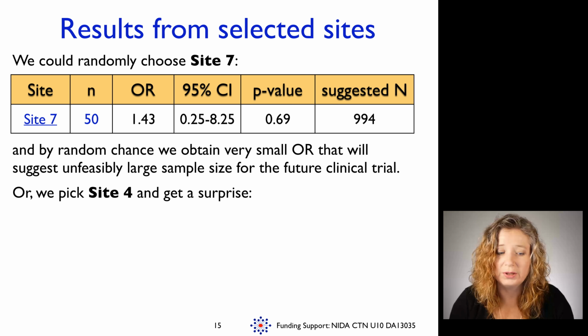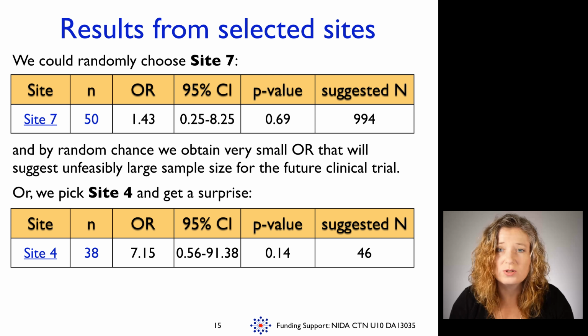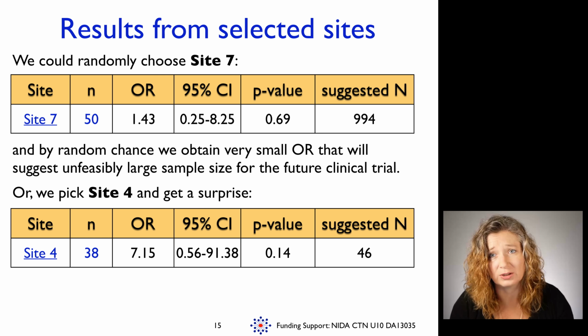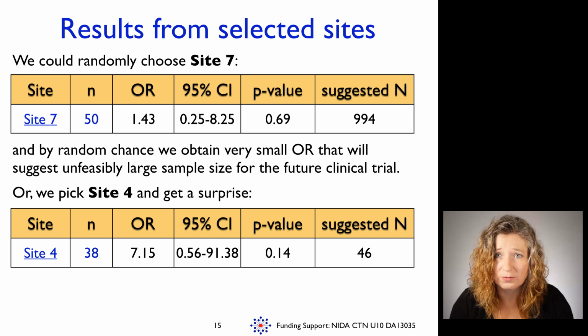Last but not least, we picked site number 4 because it was the smallest site, and we just wanted to know what can happen if we pick the smallest site offered. So the smallest site contained only 38 subjects, and when we analyzed it, we actually obtained the largest odds ratio. The 38 subjects stacked up so well that all the well-performing subjects were in TRX and all the badly performing subjects were in TAU. So we obtained an odds ratio of 7.15.